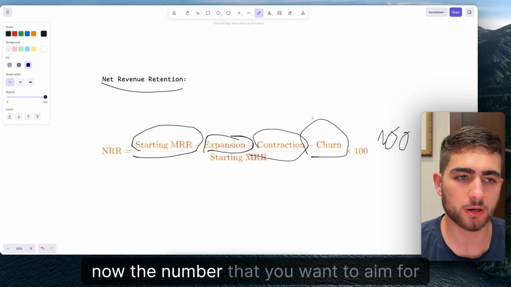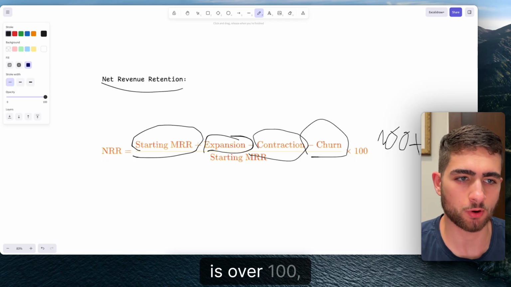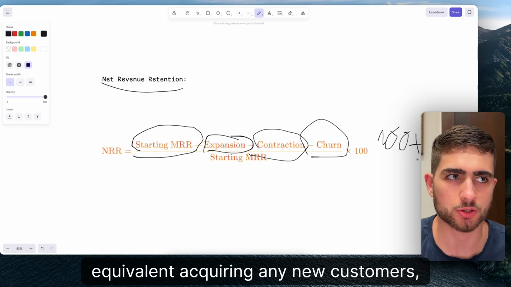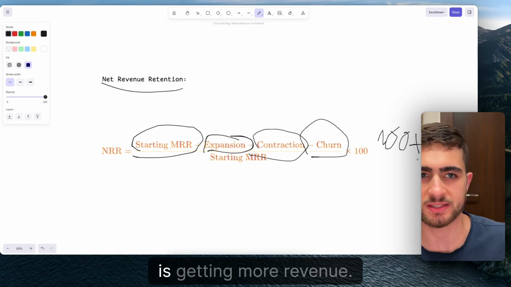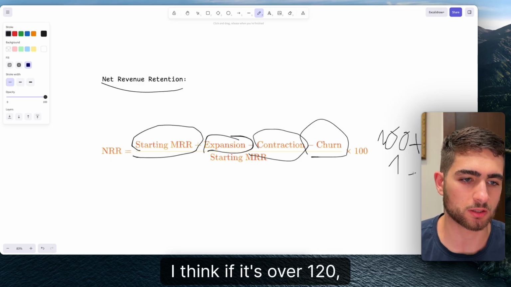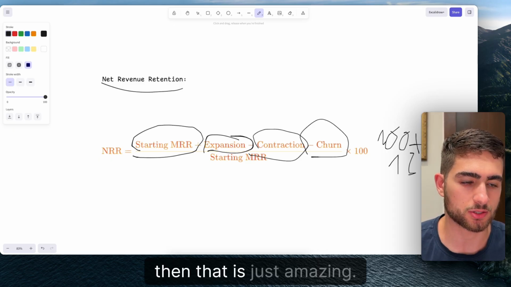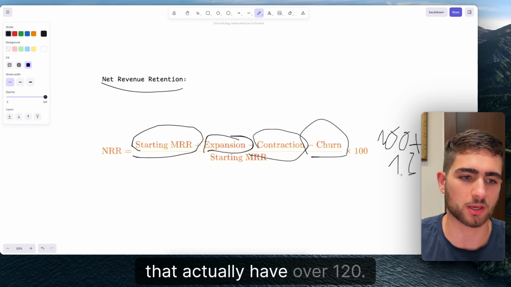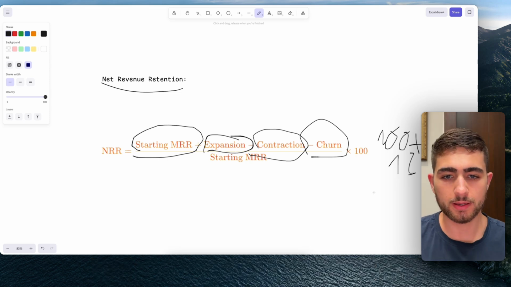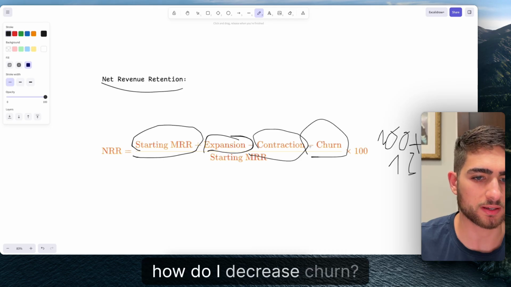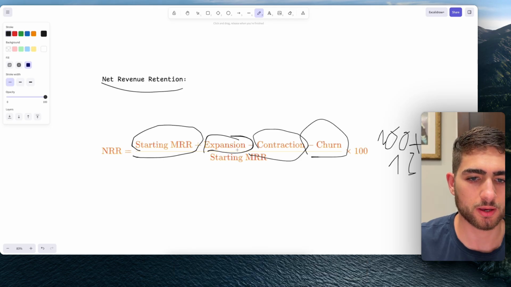Now, the number that you want to aim for is over 100, which basically means that even without acquiring any new customers, your company is getting more revenue, right? I think if it's over 120, then that is just amazing, and there are very few companies that actually have over 120. So you need to think: how do I decrease contraction? How do I decrease churn? How do I increase expansion?